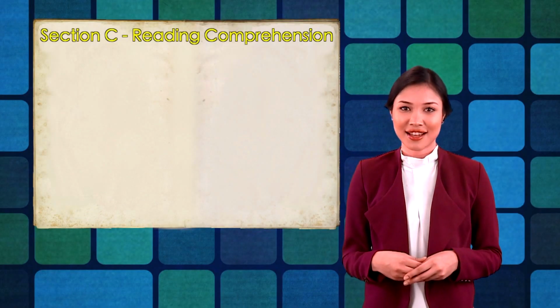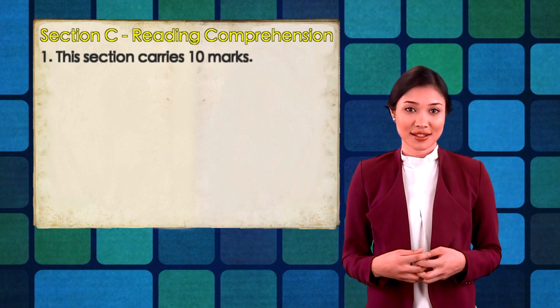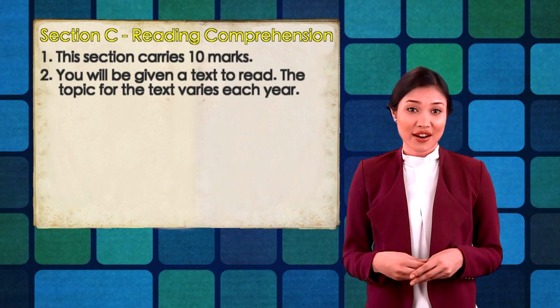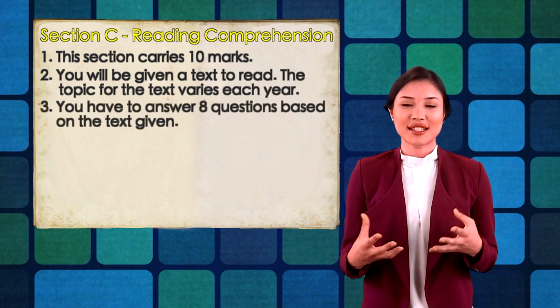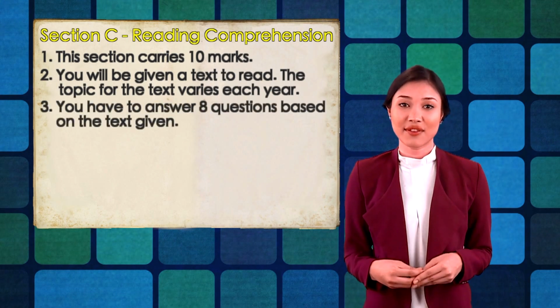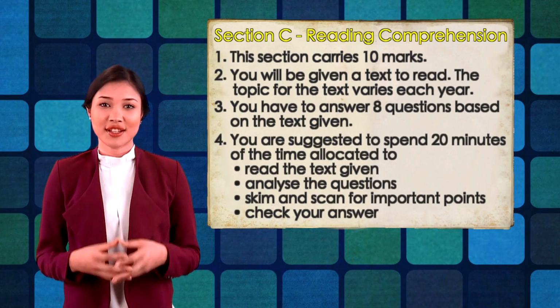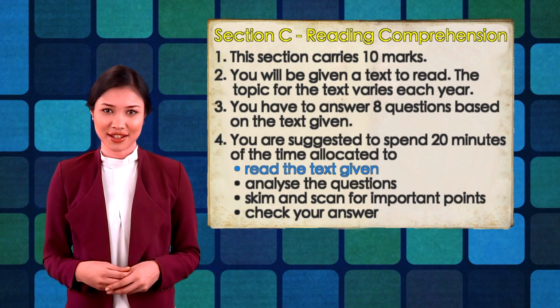Before we begin our lesson today, let's look at Section C. This section carries 10 marks. You will be given a text to read. The topic for the text varies each year. You have to answer 8 questions based on the text given. You are suggested to spend 20 minutes of the time allocated to read the text given.